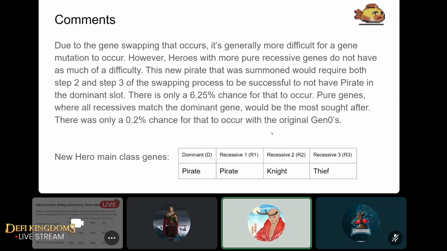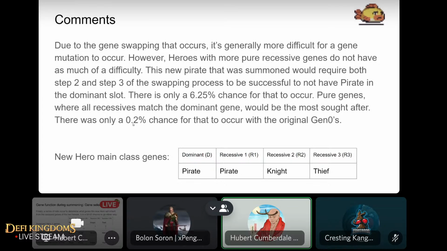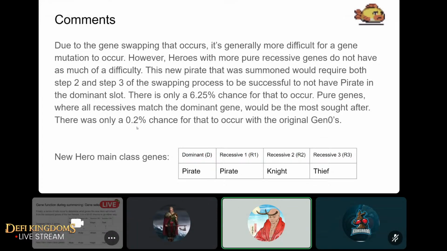With the original Gen 0s, when we launched those with the 8 different classes, there was only a 0.2% chance that you could get a pure class, just because it had to randomly roll the same number out of 8 choices in 4 slots. So I believe those should exist out there. I haven't really looked closely, but I'm sure there are at least a few pure classes. If you're trying to get mutations, it's likely more desirable to not have those other non-pure recessive genes.